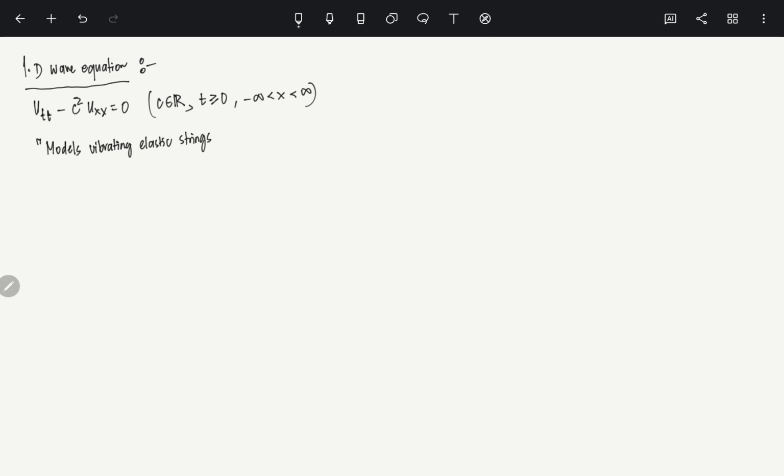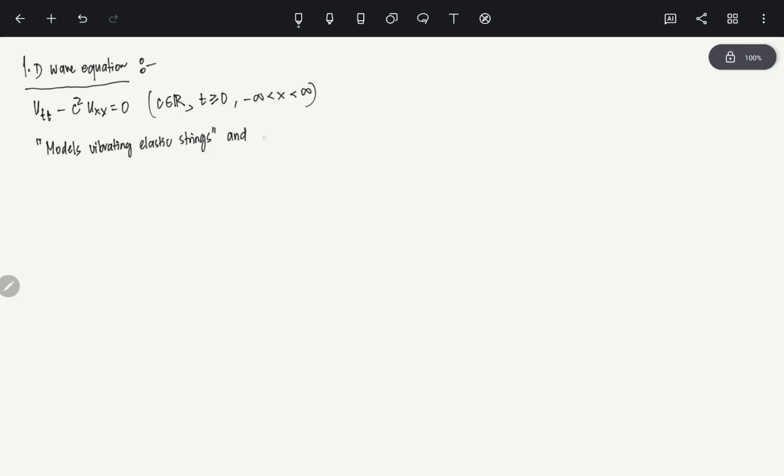Okay, this is what it models. So think of it like a violin string. And what does u do? U is basically the deflection of the string. Initially the string may be here, and after that, when you pluck it, it will get deflected a little bit, right? And when you leave it, it will start oscillating essentially. So that deflection is captured using u.